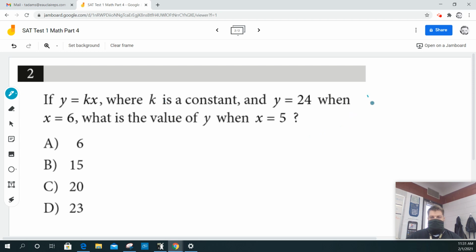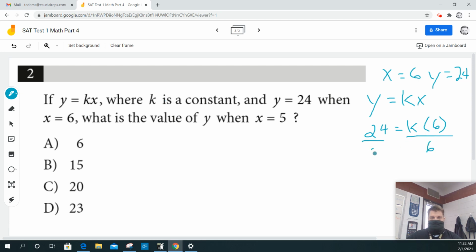So if I start with the formula y equals kx, and I know that when x equals 6, y equals 24, I just plug that in. I say 24 is equal to k, whatever it is, times x, which is 6. Divide both sides by 6, and I get k is equal to 4.